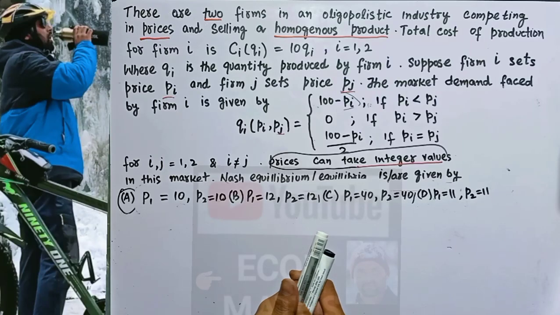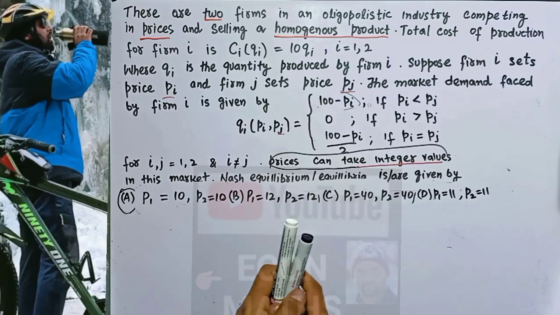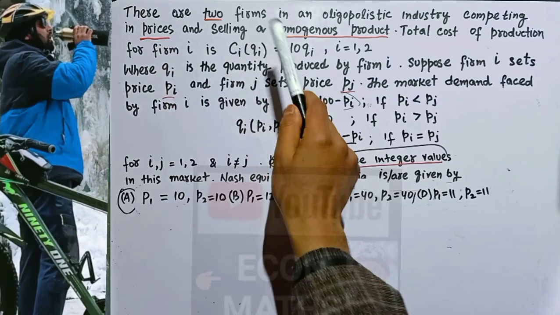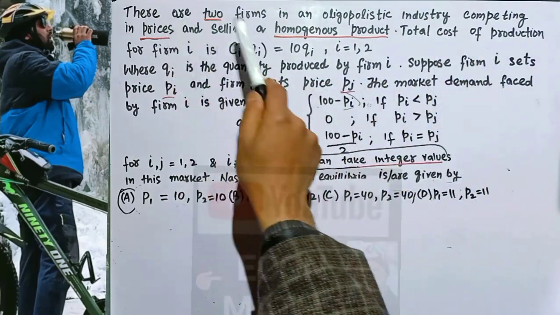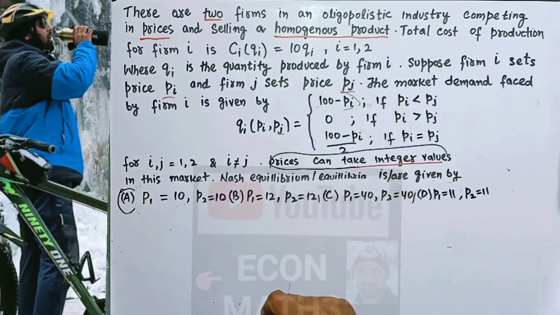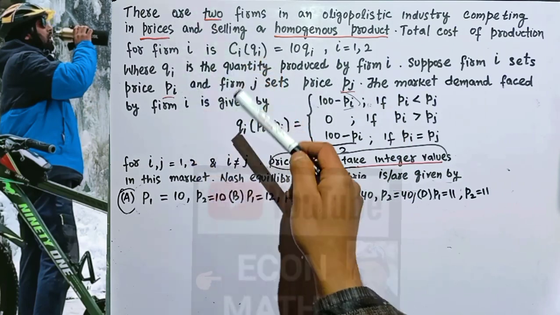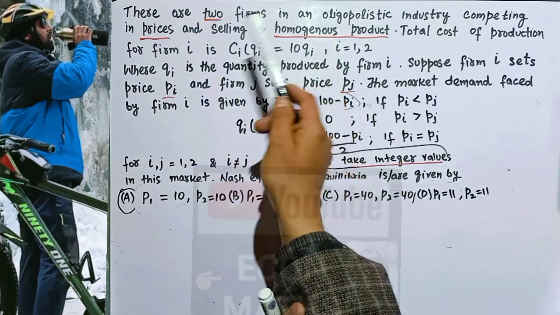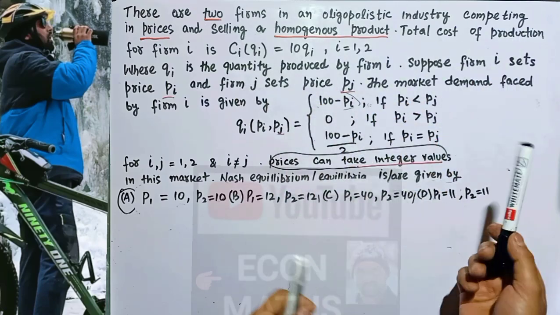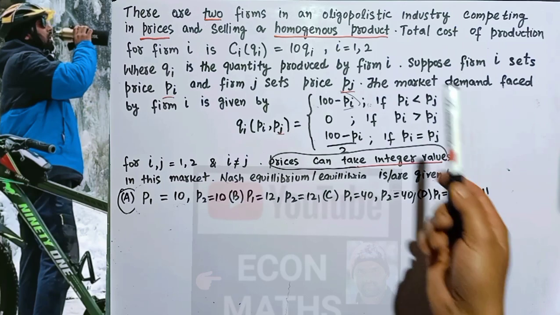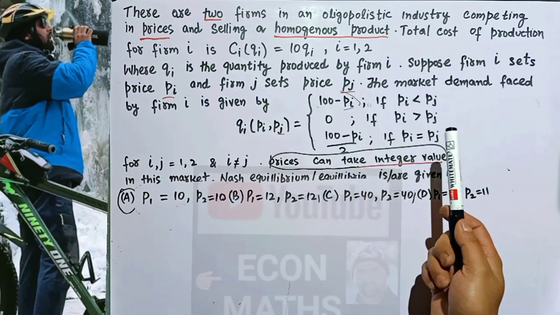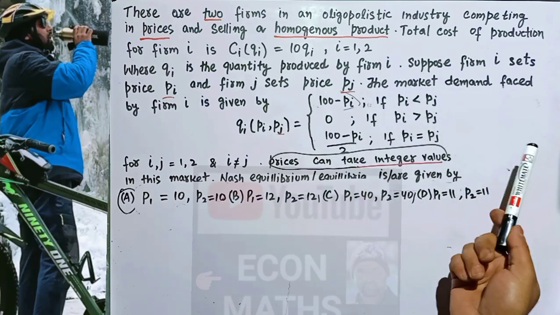In this video, we will solve a numerical problem on Nash equilibrium. The question is, there are two firms in an oligopolistic industry competing in prices and selling a homogeneous product. We have two firms selling identical products and competing in prices. So that means it is a Bertrand competition. When firms are competing in terms of price, we will have Bertrand Nash equilibrium.